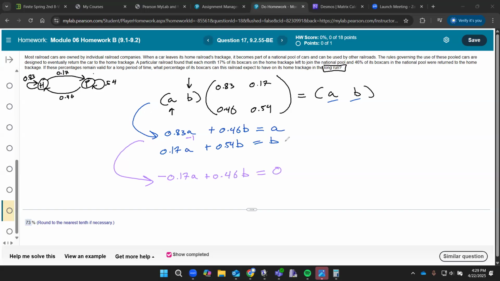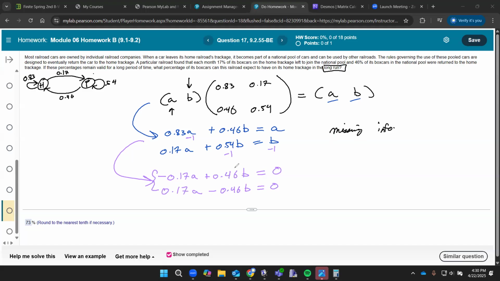Okay, let's do the same thing for the other one. So we're going to subtract b on both sides, and this stays the same. But what's going to happen? You're going to have 0.54 minus 1, so negative 0.46b equals 0. Well, uh-oh. We have two equations, two unknowns, but they're the same equation. So we're missing information. We don't have enough information to solve with just these two equations.